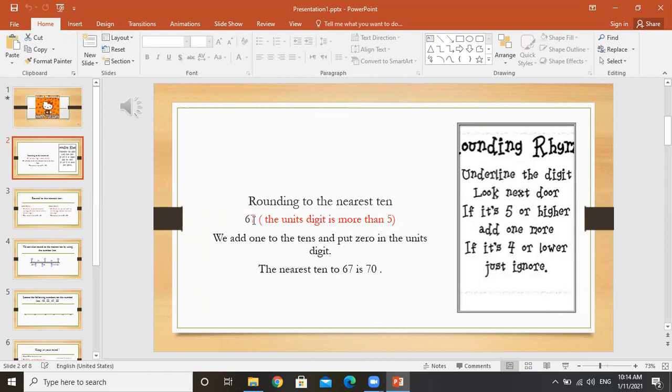So here we have the number 67. 7 is the units digit. 7 is more than 5. This means that we should add 1 to the tens and put 0 in the units digit. So the nearest 10 to 67 is 70.